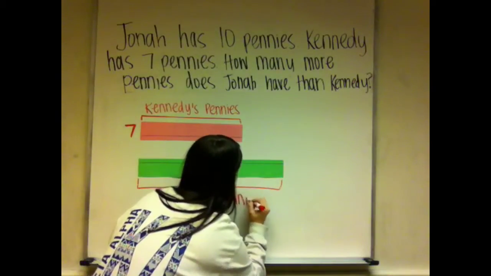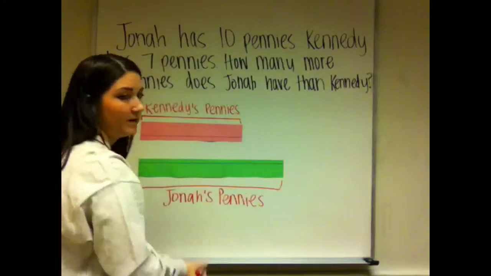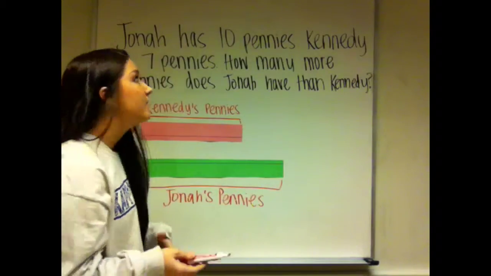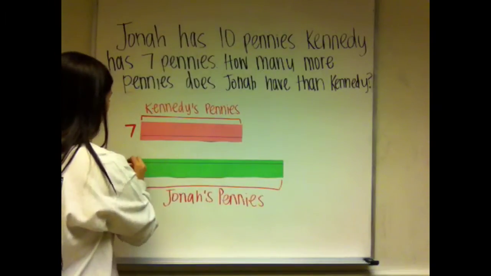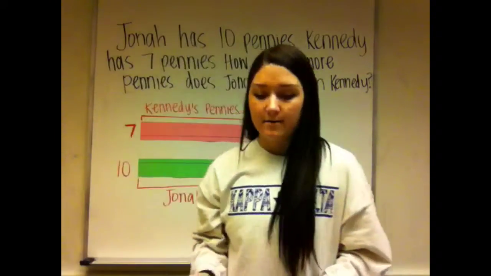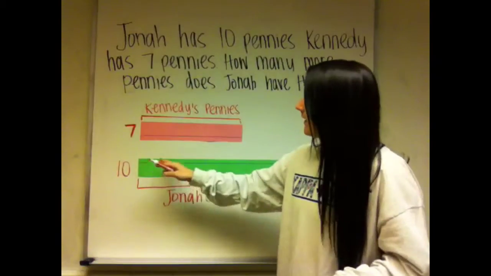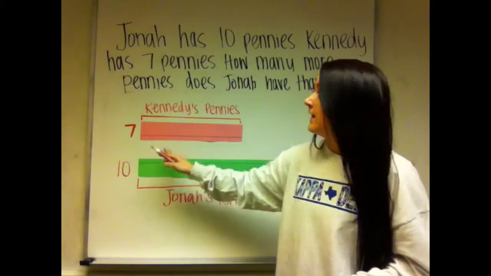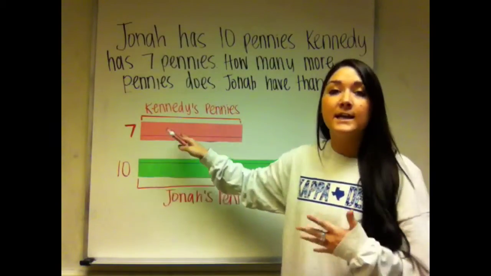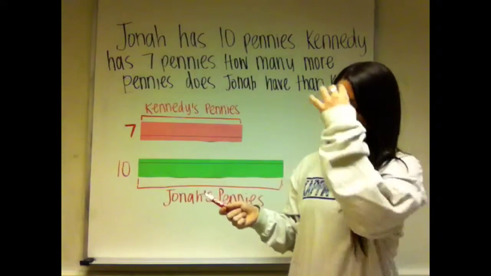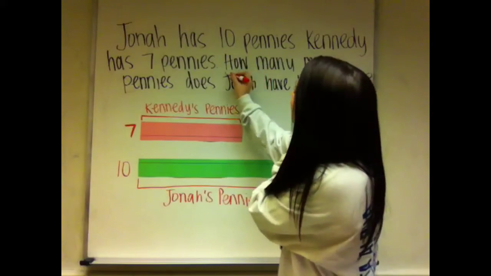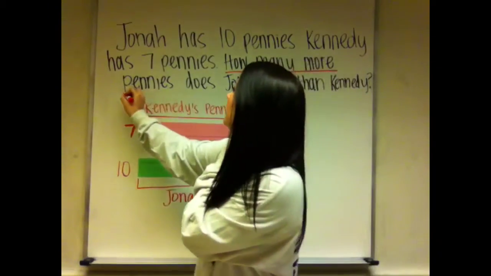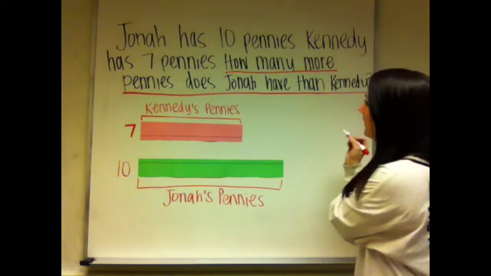And if we look at our problem, we can find how many Jonah has. So Jonah has 10 pennies. So we're going to label it right here. So 10 pennies. And so we see that Kennedy has 7 pennies and Jonah has 10 pennies. And Kennedy has a smaller amount of pennies. So the question is, how many more pennies does Jonah have than Kennedy?